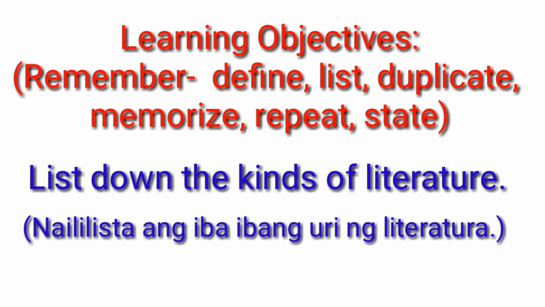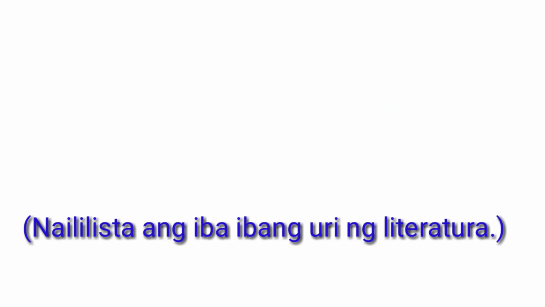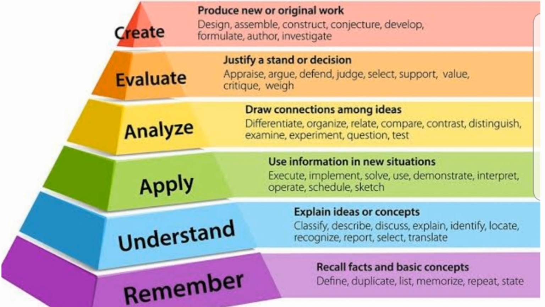Okay, so ito po yung nagawa ko. From remember, nandun yung define, list, duplicate, memorize, repeat, state. Pinili ko yung list down the kinds of literature. So when the students know how to list down, remember na yon. Alam na nila, kapag kaya nilang ilista, nare-remember nila. Sa Filipino, ililista ang iba't ibang uri ng literatura. Kapag alam na ng bata yung remember, na-develop na yung skill na yan, doon tayo pupunta na sa understand.